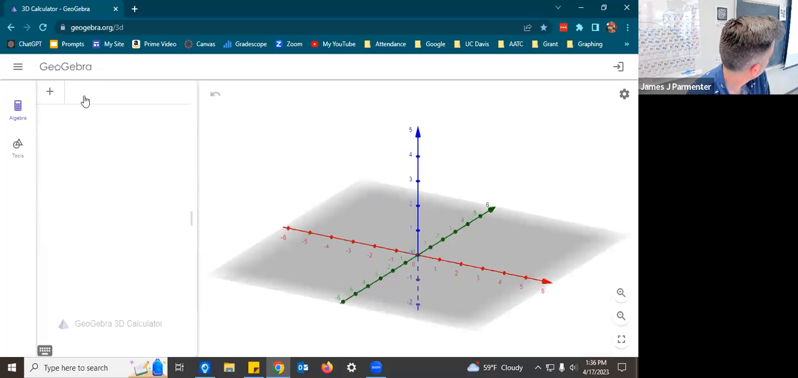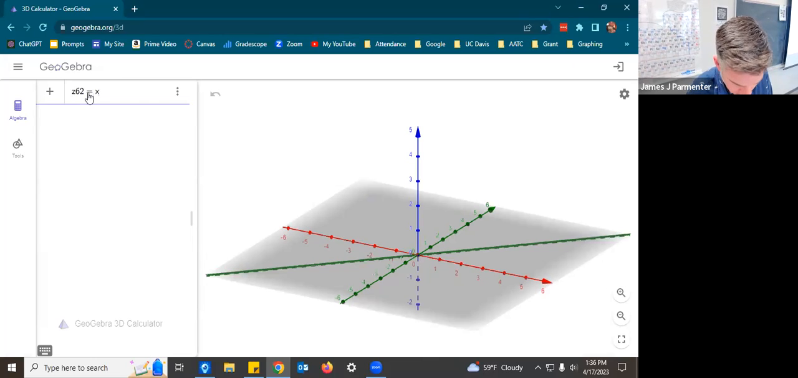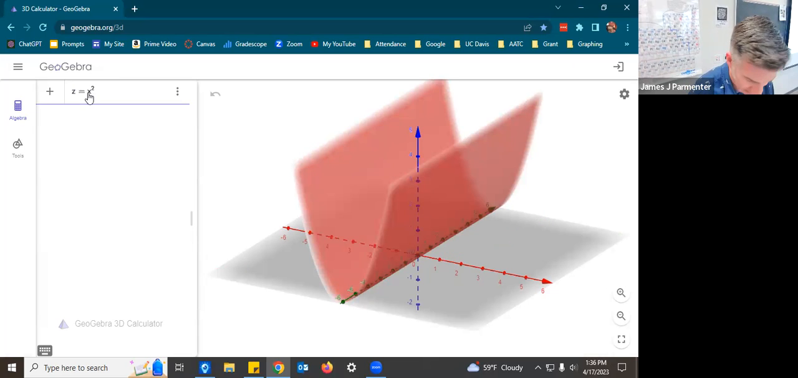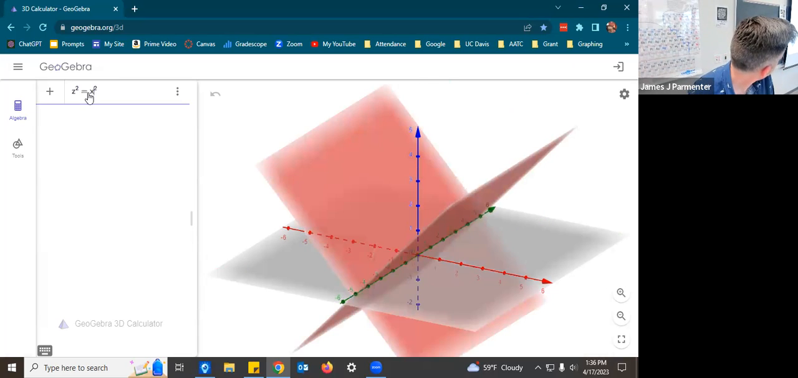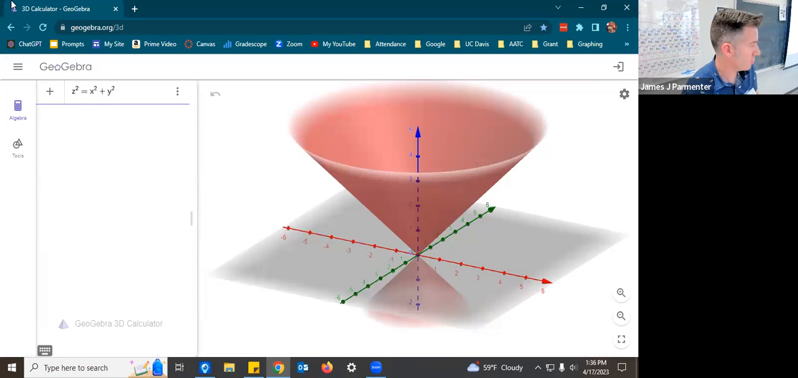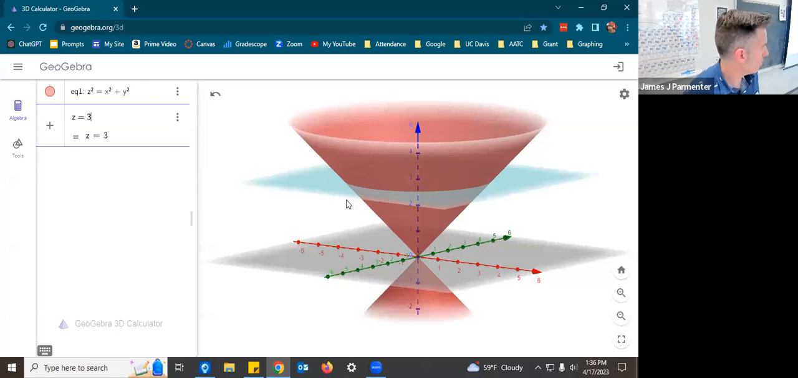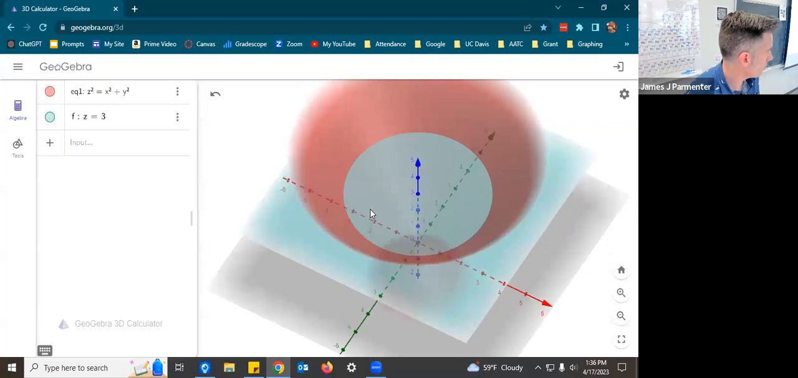So we can graph this cone, z squared equal to x squared plus y squared. Sorry, sometimes it's hard to write the thing when you're not looking at the screen. Cool, there's our cone. And then if we cut it with a plane like z equal to 3, you get the circle. And it's definitely a circle.